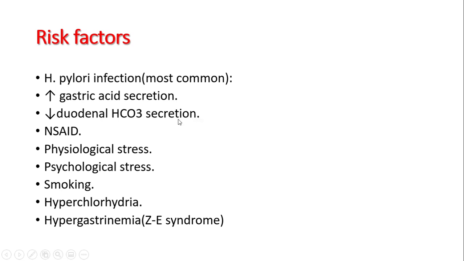So there is an imbalance as a result of hyperacidity. Non-steroidal anti-inflammatory drugs. So the most common causes or risk factors of peptic ulceration are H. pylori infection and non-steroidal anti-inflammatory drugs, especially aspirin. Corticosteroids can also cause peptic ulceration. Corticosteroids impair the normal repair and regenerative capacity of epithelial cells.